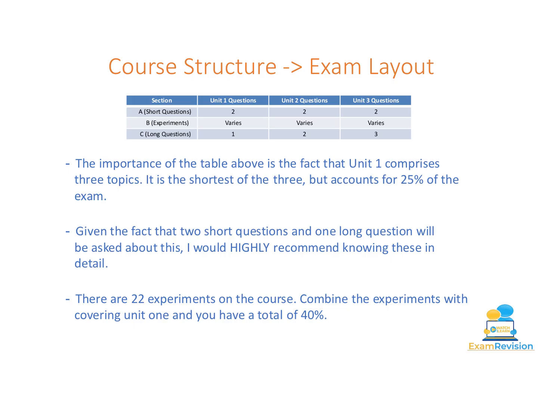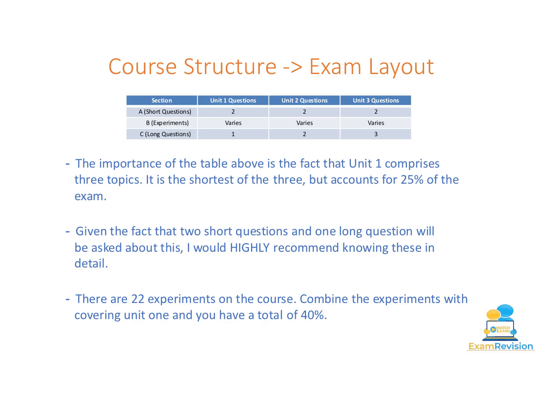Well, the importance of the table above is the fact that Unit 1 comprises just 3 topics, which is food, the scientific method, and ecology. It's the shortest by far of all of the 3, but it accounts for 25% of the exam, because you're guaranteed 2 short questions on it, which is 40 marks, and you're guaranteed 1 long question on it, which is 60 marks. So 100 marks, 25% of your paper, is just food, scientific method, and ecology.